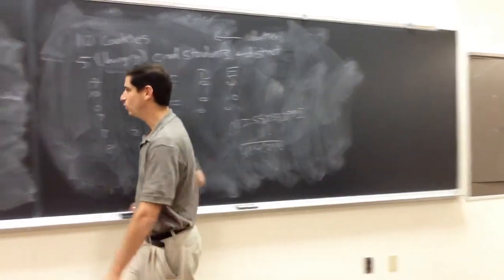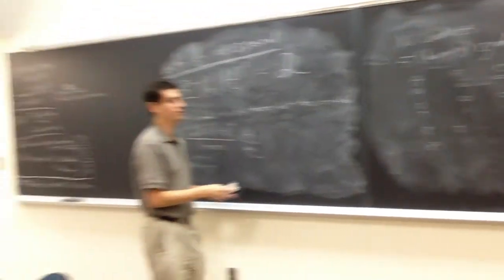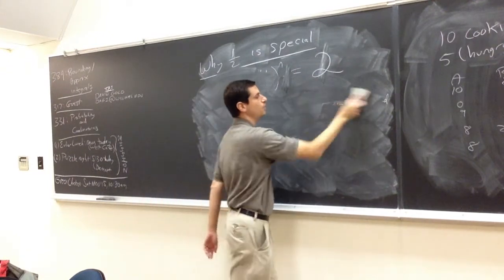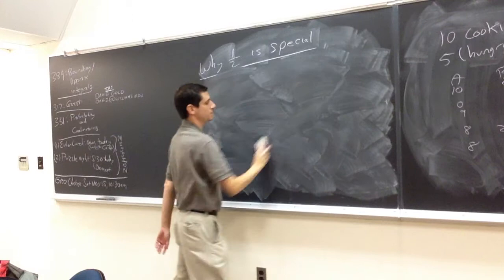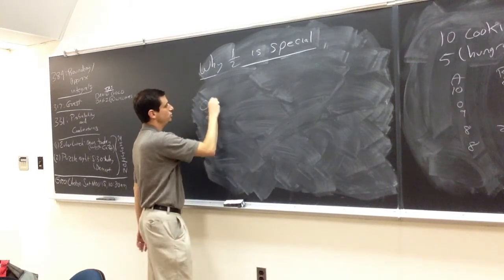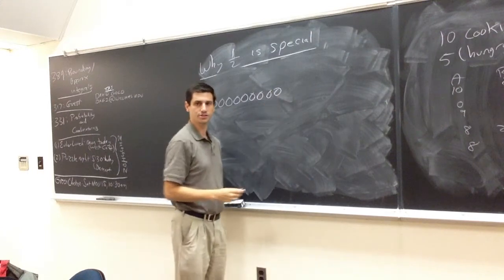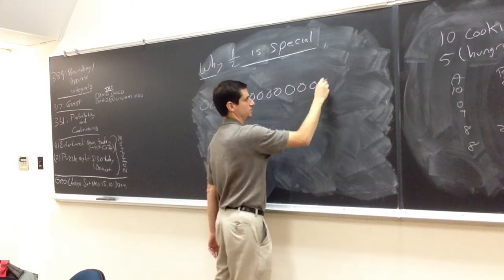What I want to do now is show the fast way to solve the cookie problem. And again, it avoids the brute force. It does combinatorics nicely. So we have 1, 2, 3, 4, 5, 6, 7, 8, 9, 10 cookies. We add 4 more cookies.